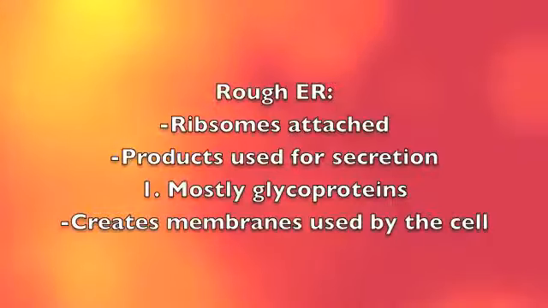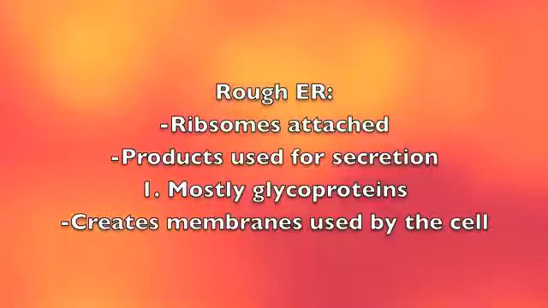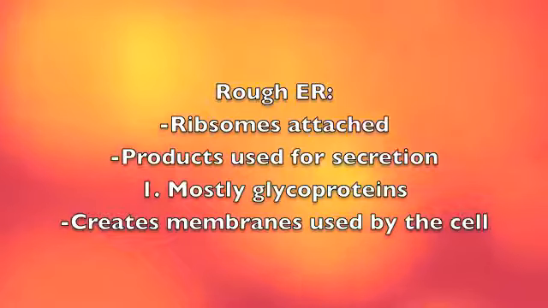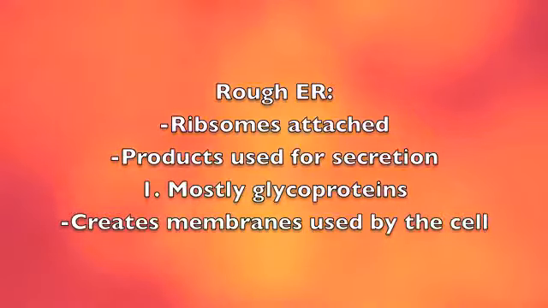The rough ER is directly connected to the nucleus through the nuclear envelope. The rough ER's only structural difference from the smooth is the presence of ribosomes on the outside of the membrane. This slight difference is responsible for a dramatic change in function between the two.